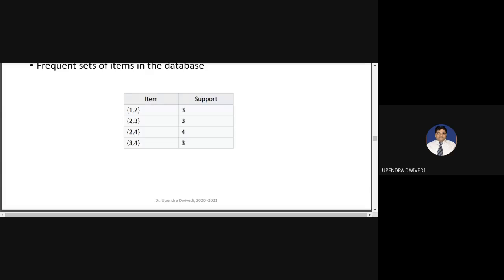Everyone, is there any issue to understand the problem? Is it okay? Please respond in the chat box.